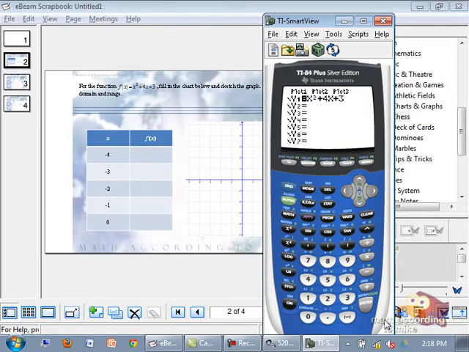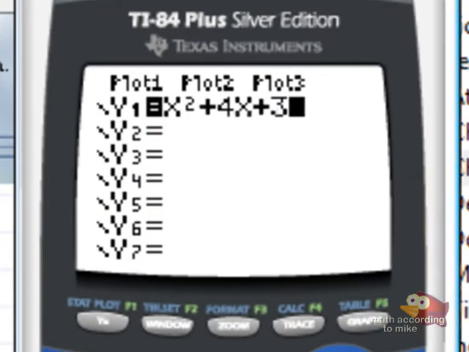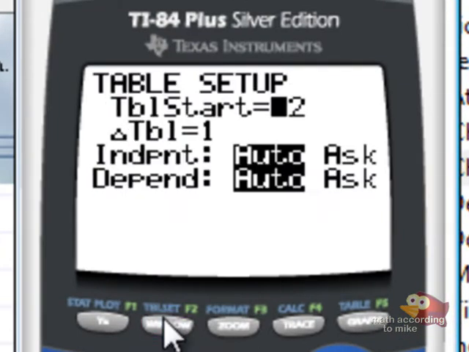You'll notice above window there's a little thing that says table set, and it's in blue. Well, for my calculator, it might be yellow for yours. So we want to do second, table set. We're going to modify the screen that we have here. There are 2 types of ways you can make your table.